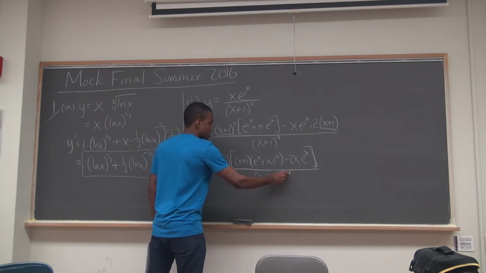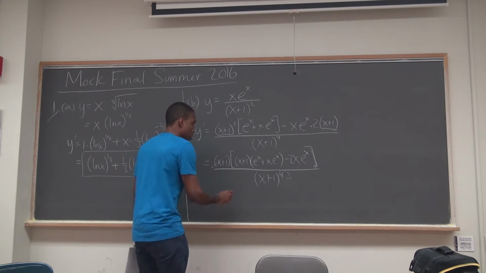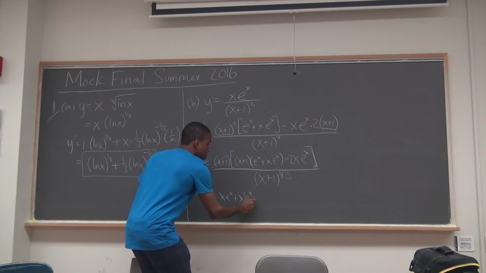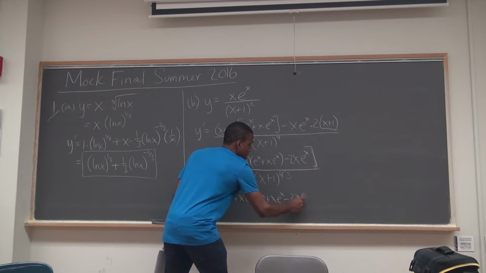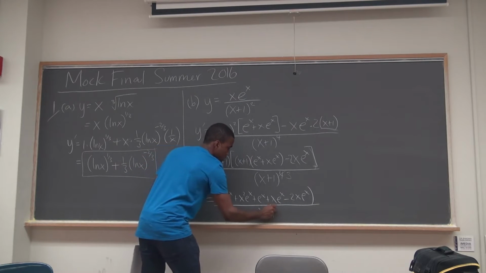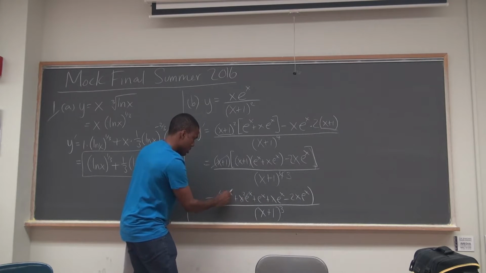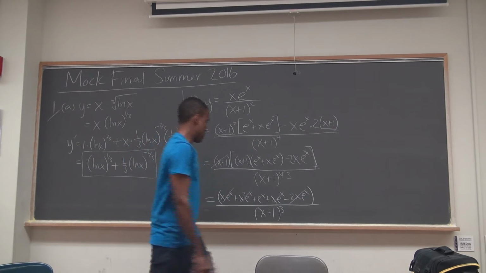This cancels that. Probably I feel like this would be easier if I multiply this out. x e to the x plus x squared e to the x plus e to the x plus x e to the x minus 2x e to the x. And so this and this kills that. And so I just have x squared plus 1 times e to the x.